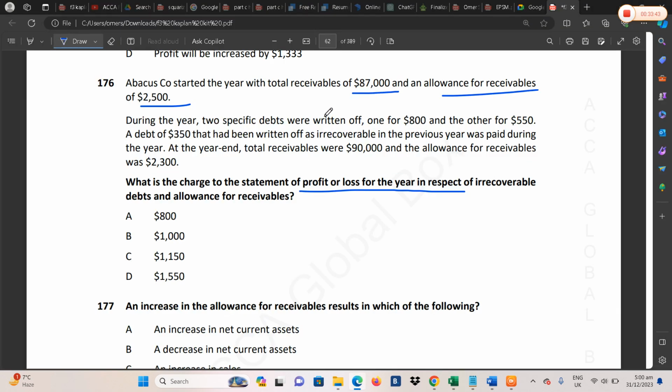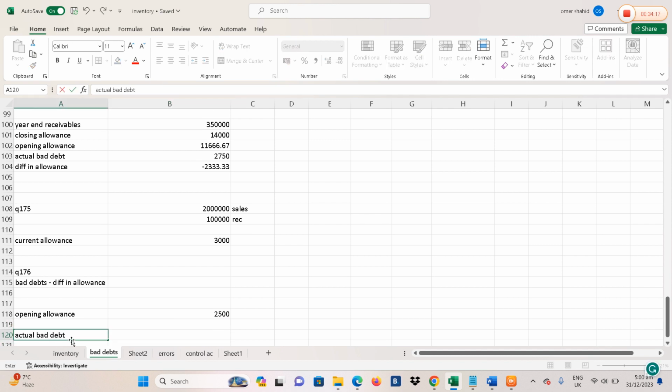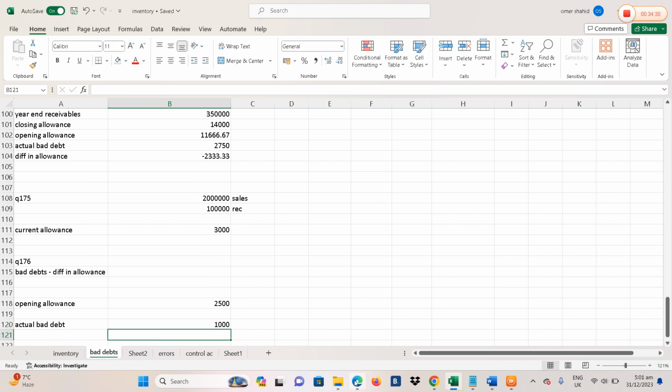During the year, two specific debts were written off, 800 and 550. A debt of 350 that had been written off as irrecoverable in the previous year was paid during the year. This actually means that 350 debt was recovered. So how much will be the actual bad debt? Actual bad debt will be 800 plus 550 minus the 350 which was recovered. So actual bad debt is 1,000.